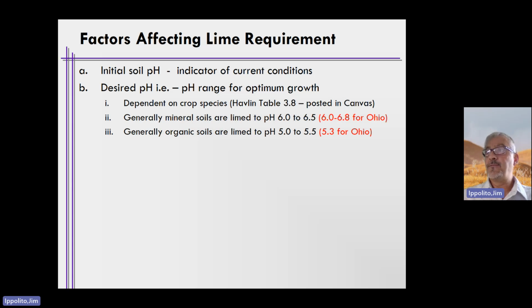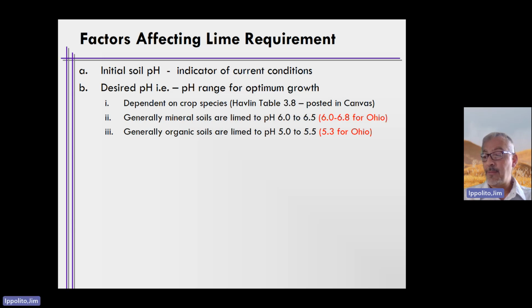And so the target pH values are generally for mineral soils, soils that contain less than 20% organic matter. They're typically limed to between pH 6 to 6.5. And in Ohio, our range is 6 to 6.8. And if you're dealing with an organic soil, a soil that contains more than 20% organic matter, typically we lime these to between 5 to 5.5. And in Ohio, our target's 5.3.